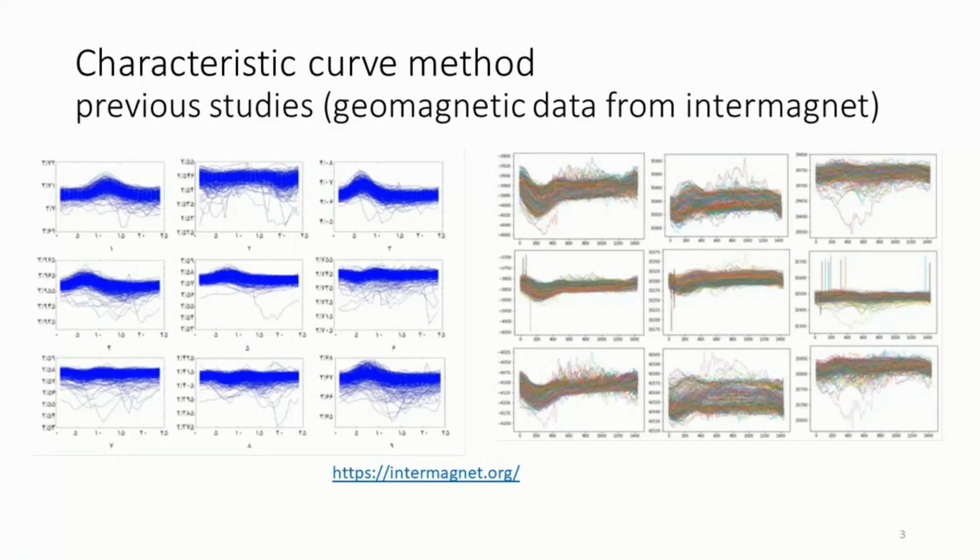As you can see, there are several components of geomagnetic data plotted over each other for a period of 1 year. And this is a later study which will be discussed during the presentation. These are different stations and different components of geomagnetic data.